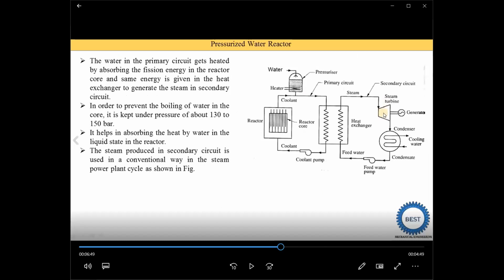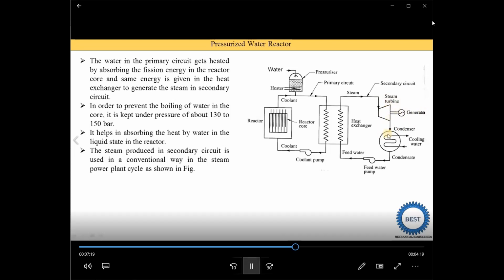In a Rankine cycle, after the steam is generated by the boiler, it is supplied to the turbine. Here the reactor, pressurizer and heat exchangers are the components used instead of the boiler. This steam is supplied to the steam turbine. In the steam turbine, an isentropic expansion process is carried out, and some work is produced by the steam turbine. The generator is run by the steam turbine and electricity is produced.